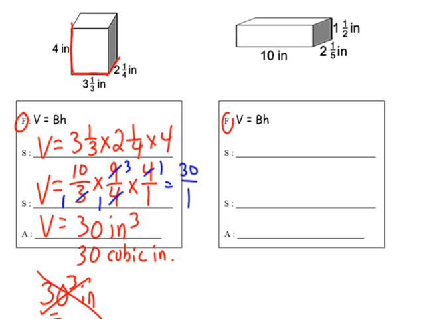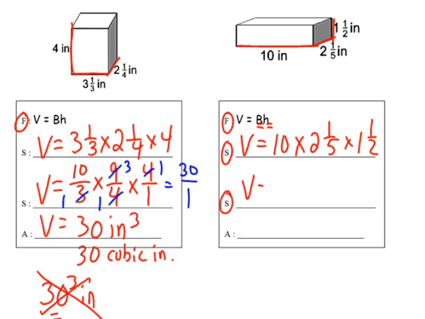So we have our formula. We're going to substitute in. So to find the area of the base, I'm going to do 10 times 2 1/5. And then I'm going to multiply that by the height, which is 1.5. And now we're going to solve. So I'm going to make all of these numbers, including the whole number, improper.